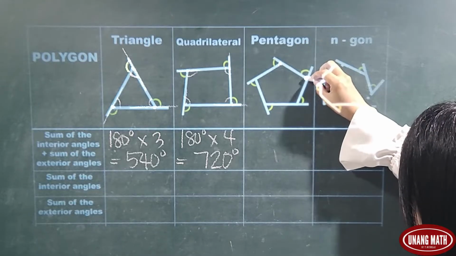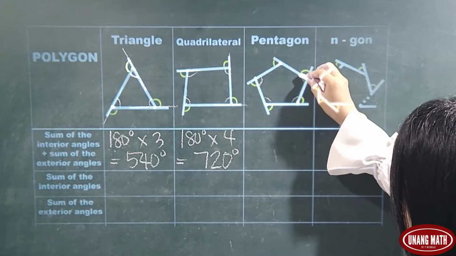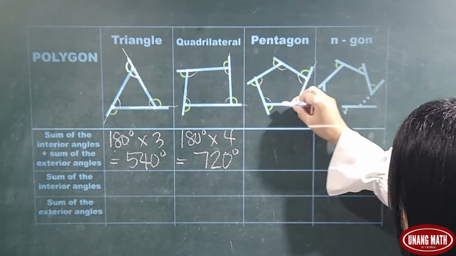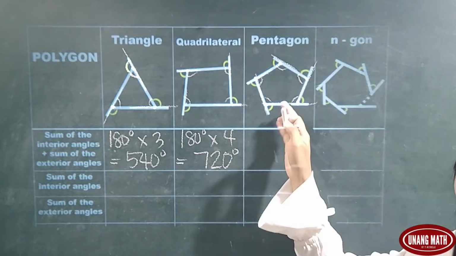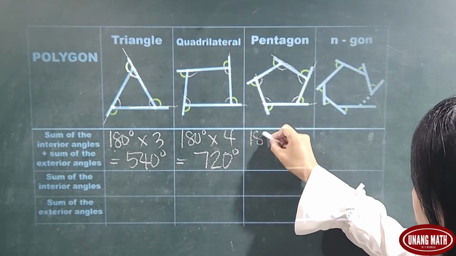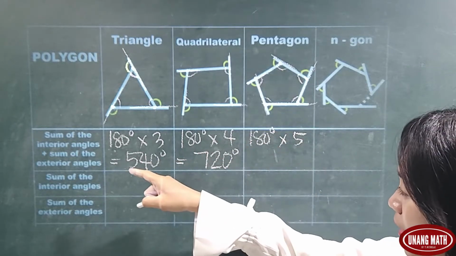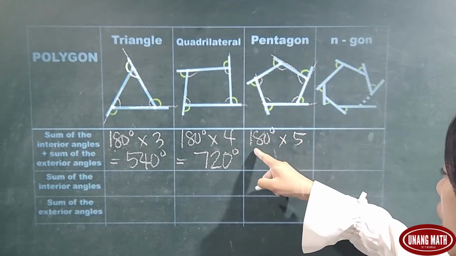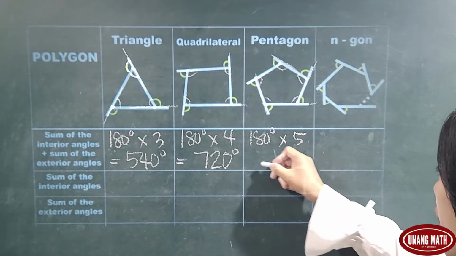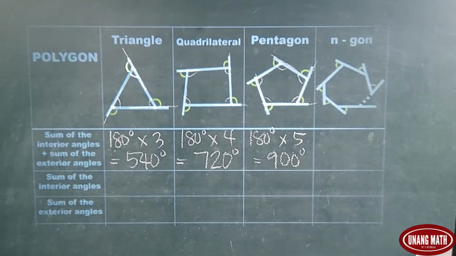Okay, let's move on to pentagon. Pentagon has 5 vertices. So it means there are 5 straight angles. So 180 degrees for one straight angle times 5. Then the sum of the interior angles plus the sum of the exterior angles of a pentagon is 180 degrees times 5, which is equal to 900 degrees.